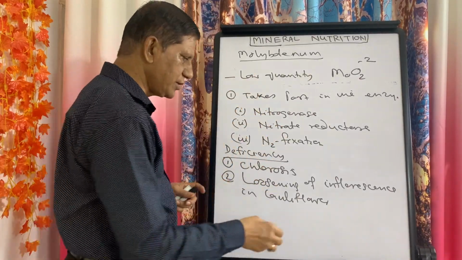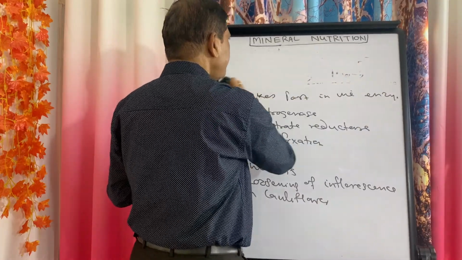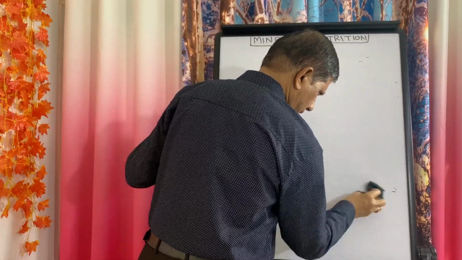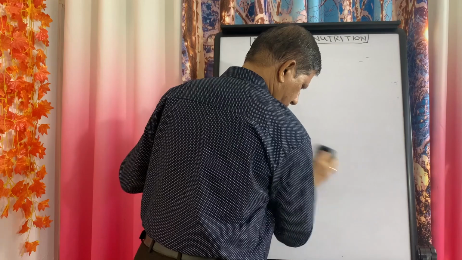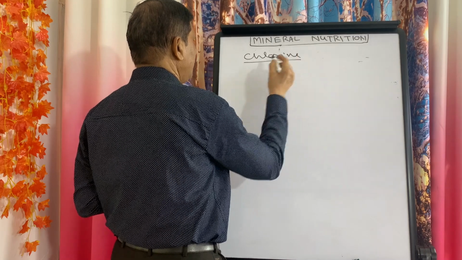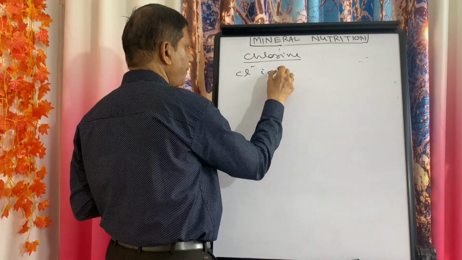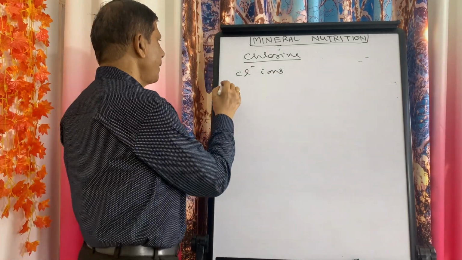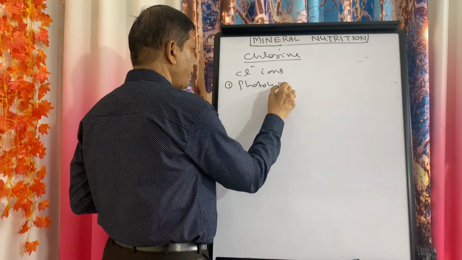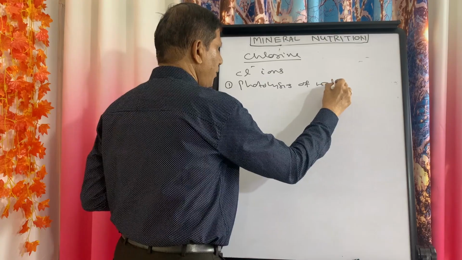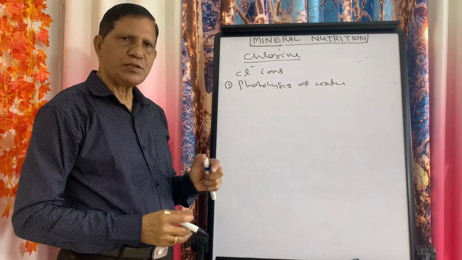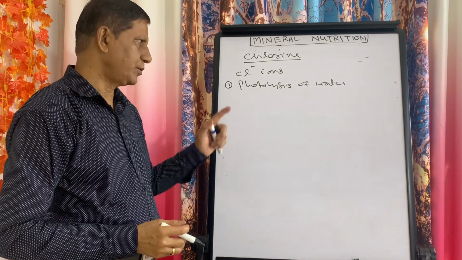The next one that we'll discuss is chlorine. Chlorine is also absorbed from the soil in the form of chloride ions. Among the different roles, one is that it is very important for photolysis of water. When photolysis of water takes place in photosystem 2 in the thylakoids, it requires both manganese and chlorine. So that is very important.